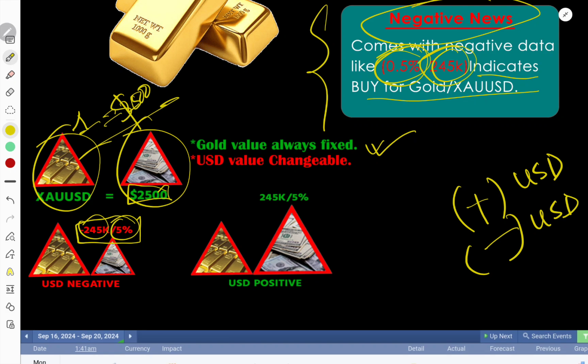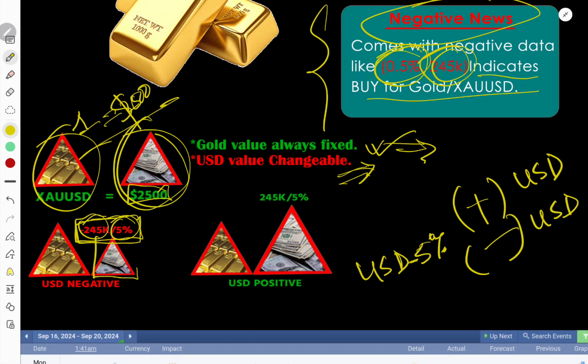And gold value is always fixed. We know that from the beginning of the world, gold value is always fixed. And USD value is changeable, that means USD strength can be up or down. So if we get a 5% negative value for USD, that means a minus value, as I write there, if gold price is 2500 and USD loses 5% strength, in this case USD value is smaller than gold.